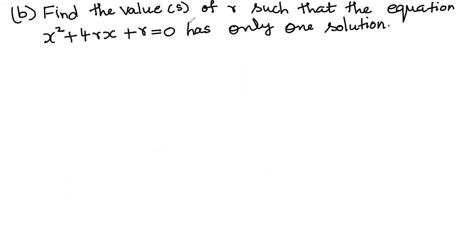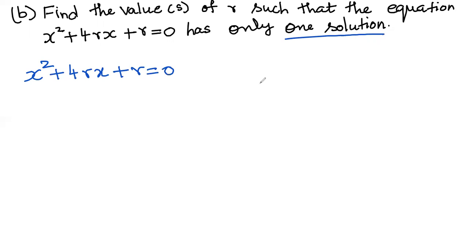Find the value or values of r such that the equation x squared plus 4rx plus r equal to 0 has only one solution. So this is important. They say only one solution. So it's a quadratic equation. We have x squared plus 4rx plus r equal to 0.